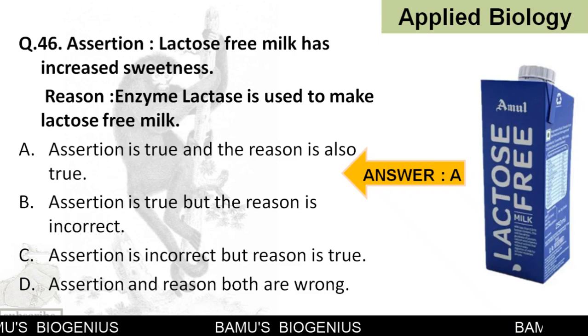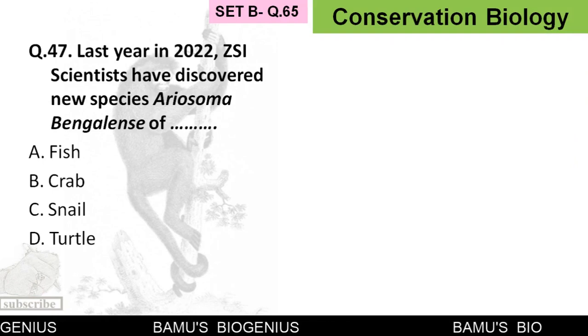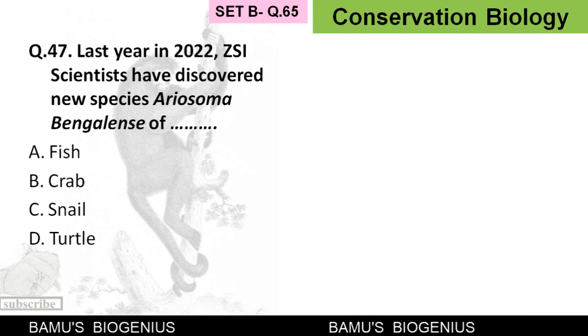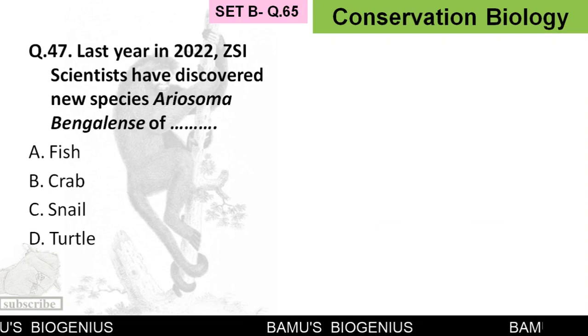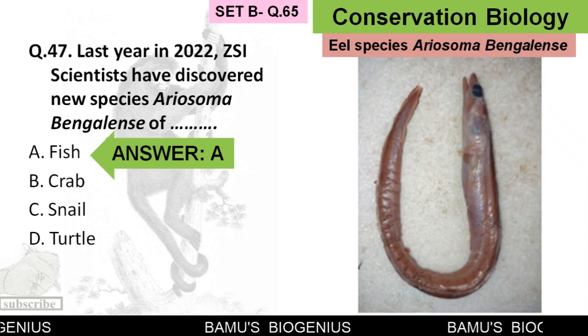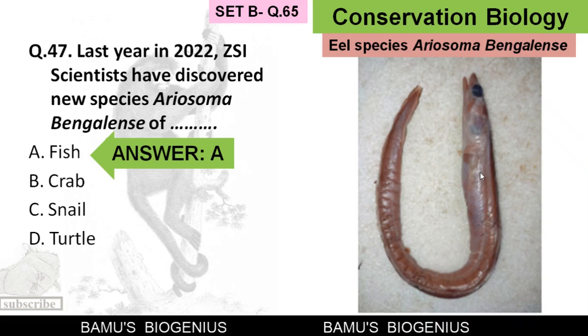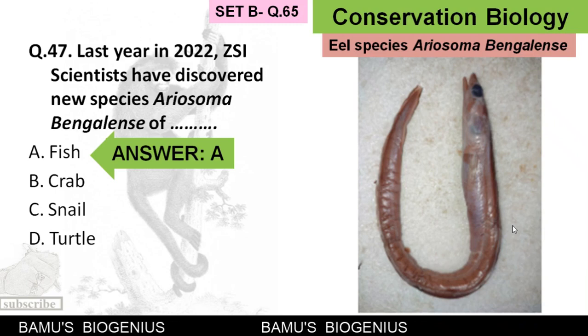Then, question number 47. Last year in 2022, ZSI scientists have discovered a new species of Aerosoma bengalensis, a: A. Fish, B. Crab, C. Snail, and D. Turtle. The answer is fish, A. This is question number 47 in set A. In set B, this is question number 65. This is a fish species, Aerosoma bengalensis, from Bengal. So the answer is A.